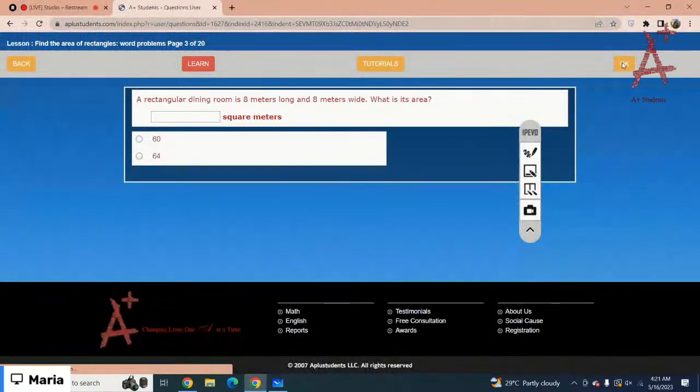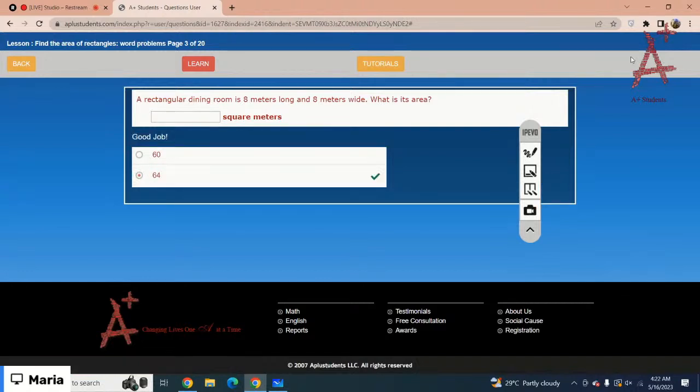Okay, the next one is a rectangular dining room is 8 meters long and 8 meters wide. What is its area? You are given the length and width. Whenever you have to calculate the area of a rectangular shape, you need to do 8 times 8. 8 times 8 is 64. So the area of the shape is 64.